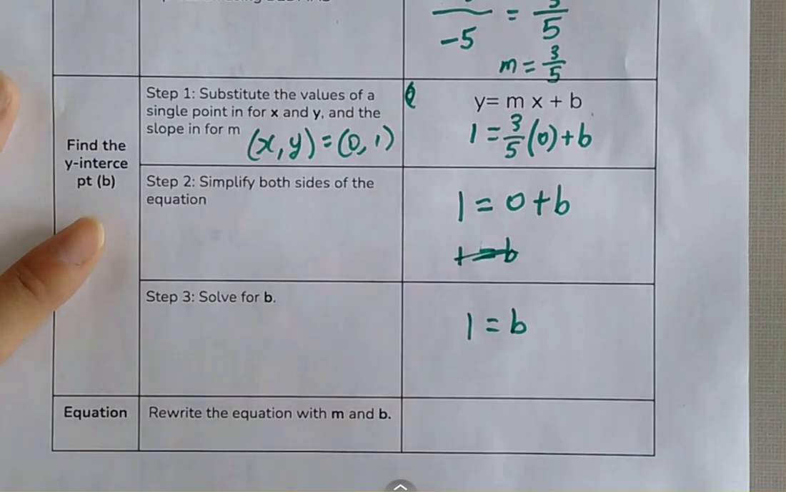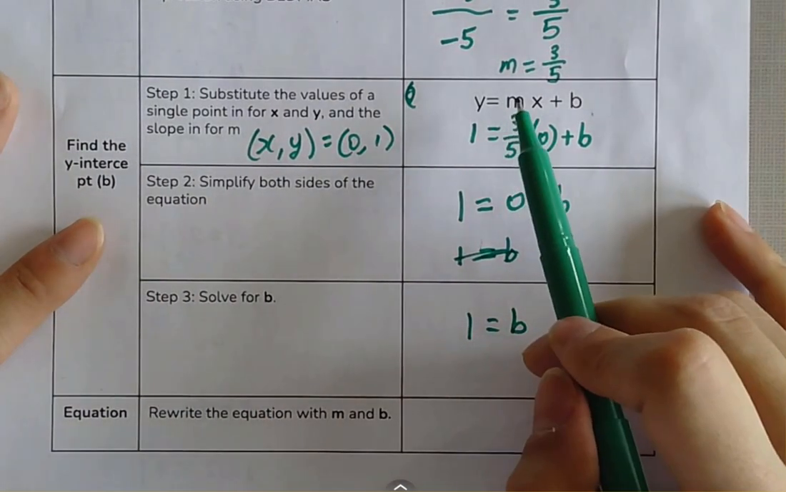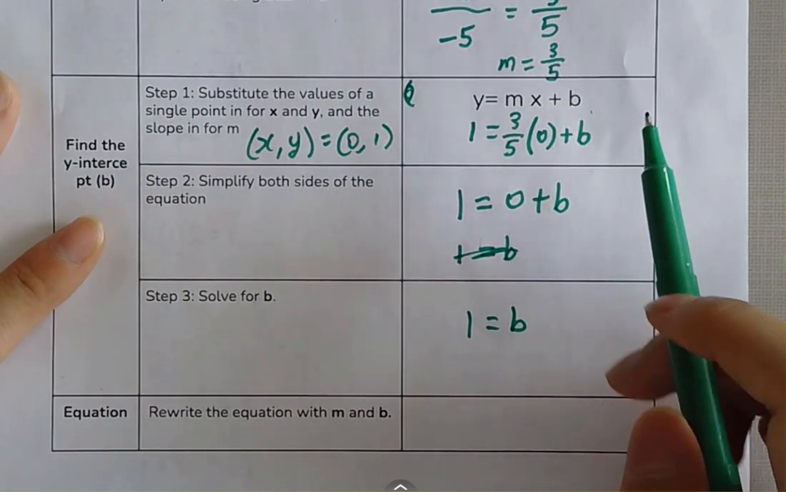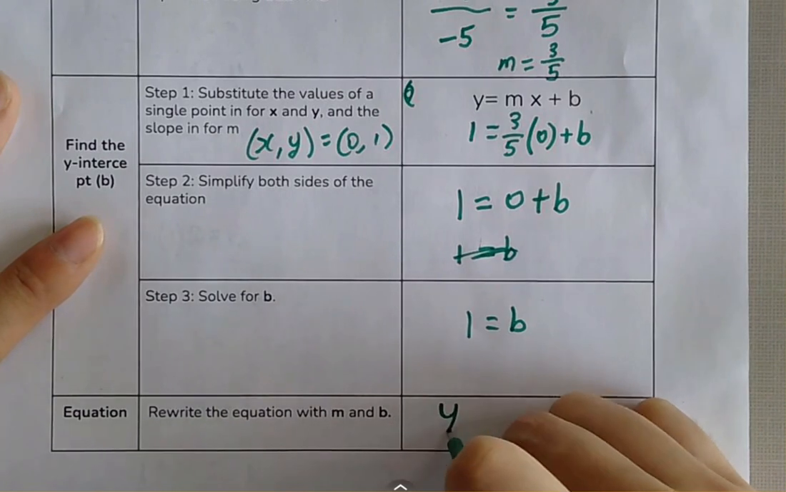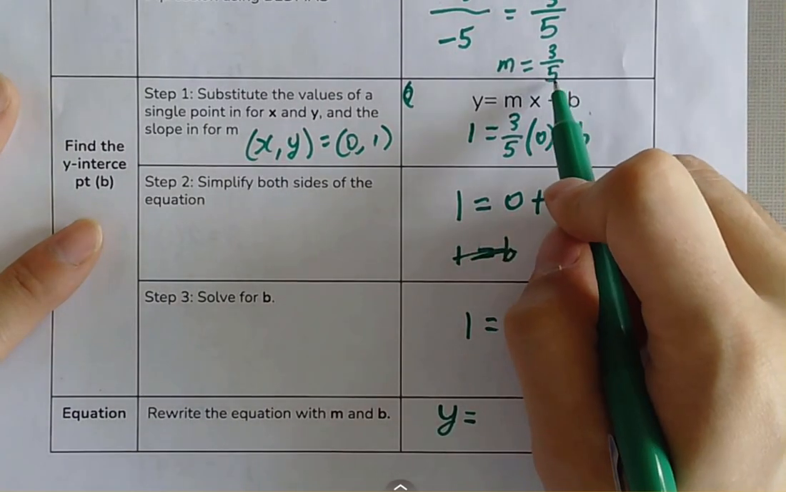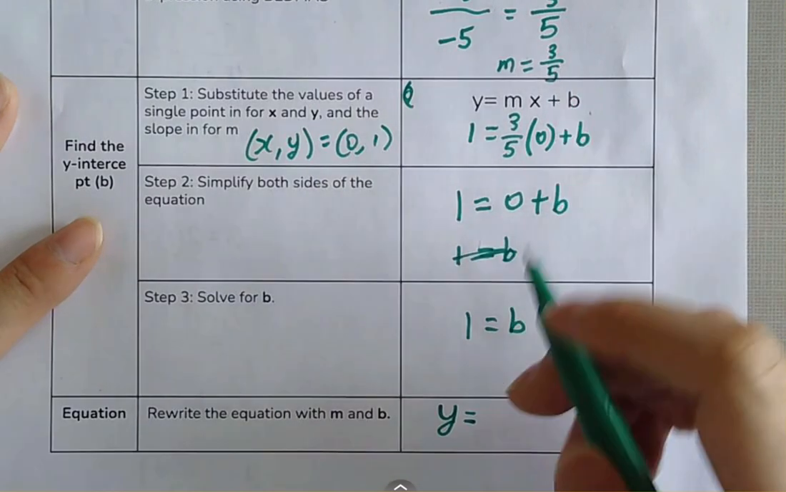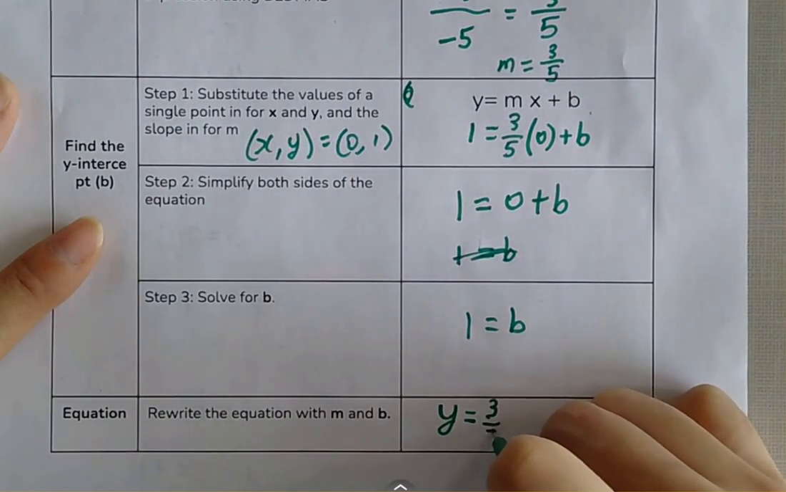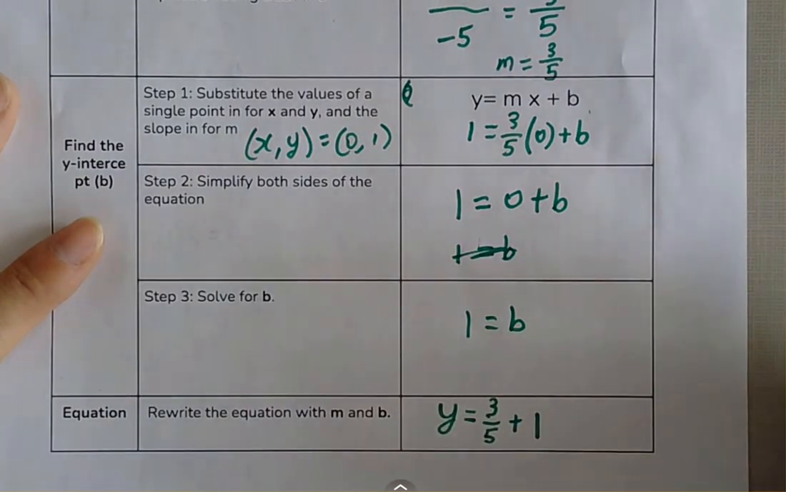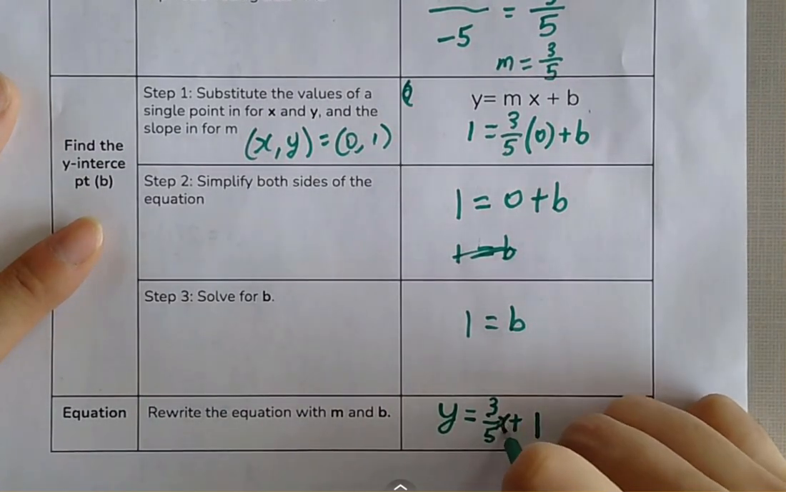And the last step is just to put it together into the slope-intercept form, y is equal to mx plus b. So y is equal to mx plus b, and my m is 3 over 5, as you found over here, plus b, which is 1. So y is equal to 3 over 5 x plus 1.